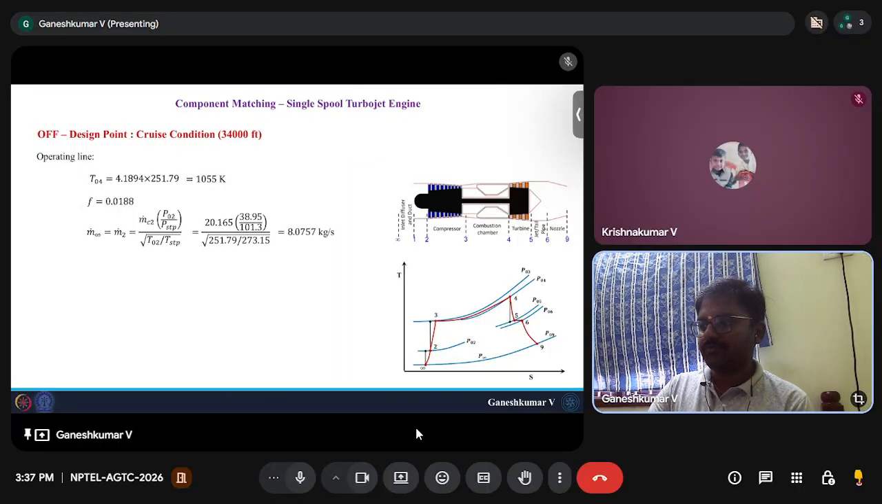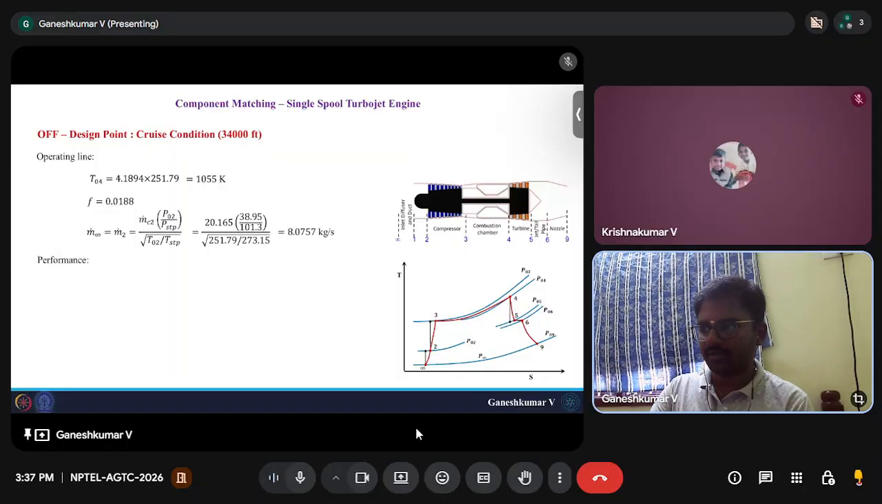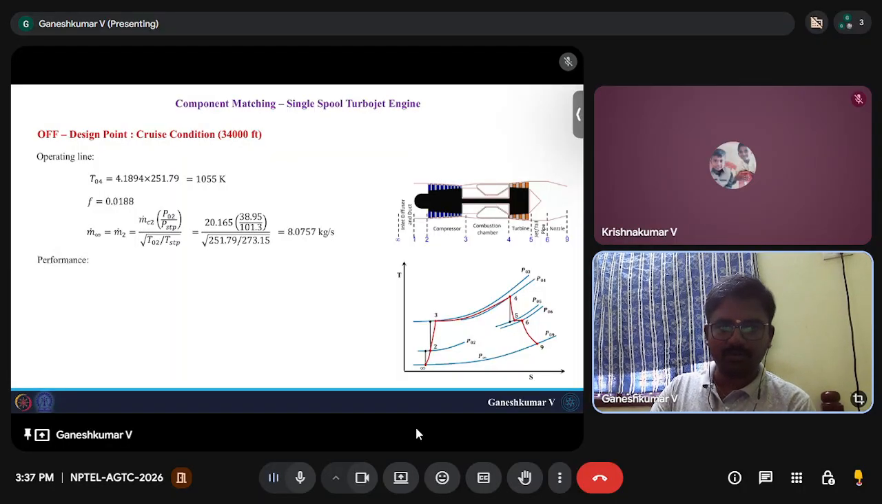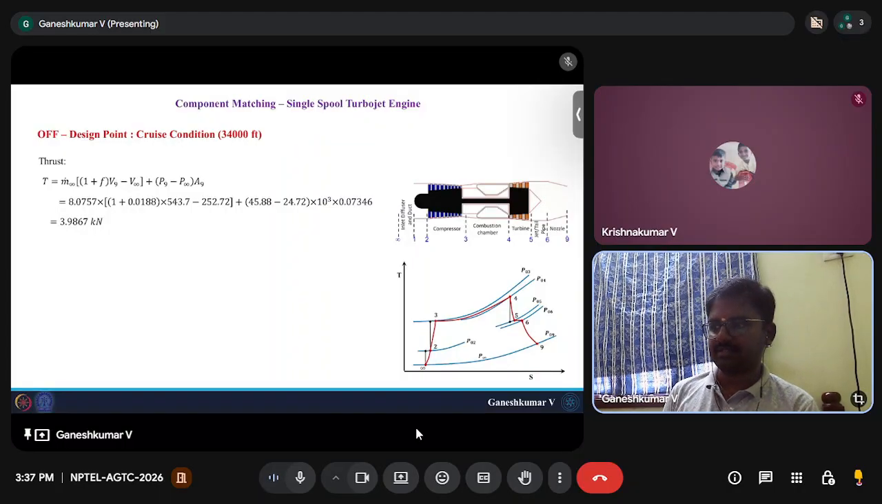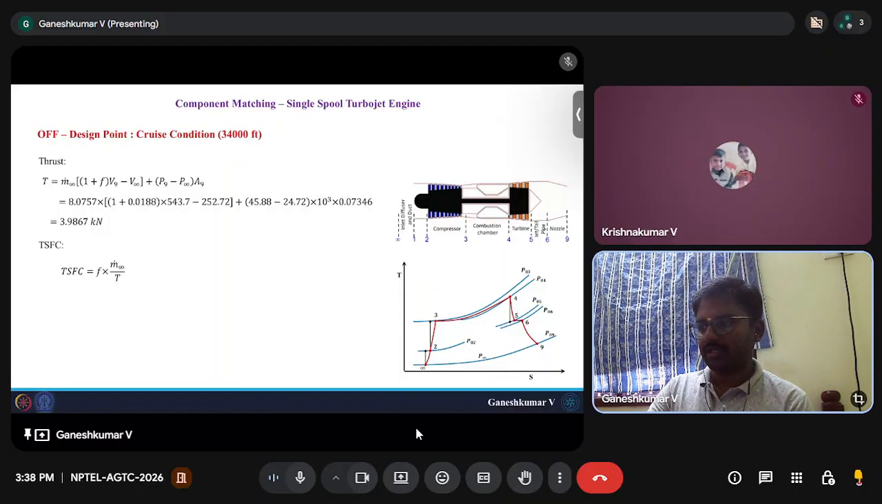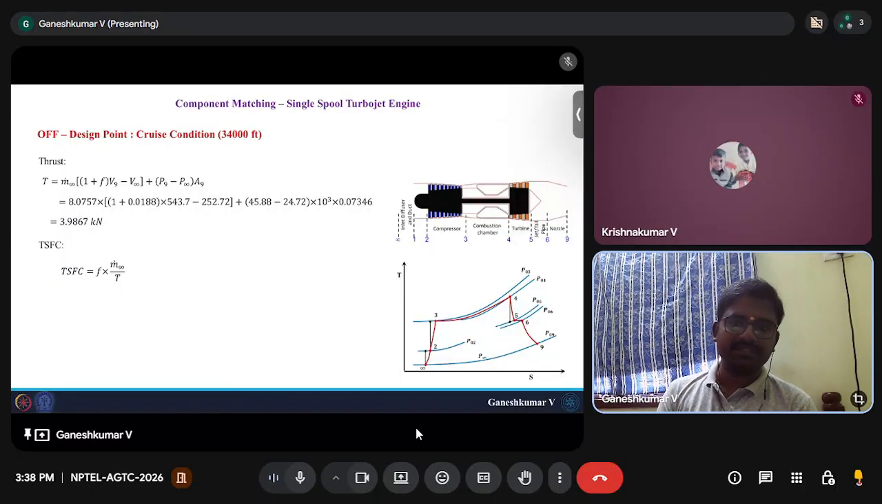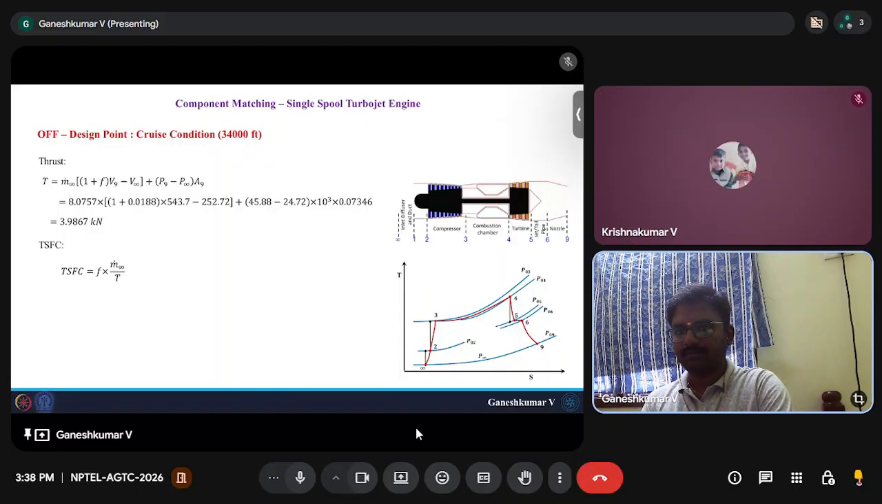And the performance, V9 you can find out now. Since you know T04, you can also find T9, you can find everything. You can find V9 to be 543.7 meters per second, P9 45.88 kilopascal, and therefore you can find the thrust using the same thrust relation. You substitute these values, you will end up having 3.9867 kilonewton. And similarly, TSFC, you multiply F, m dot infinity and T, you will end up having 0.1371 kilograms per hour per Newton.